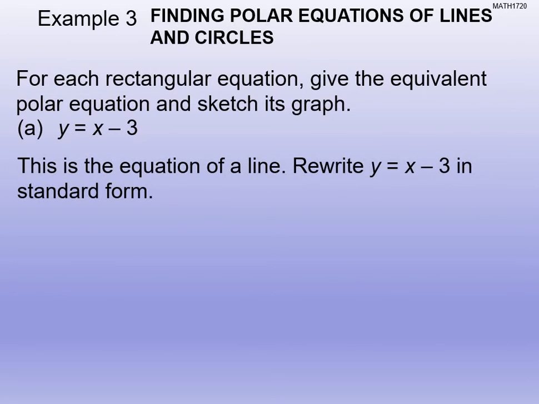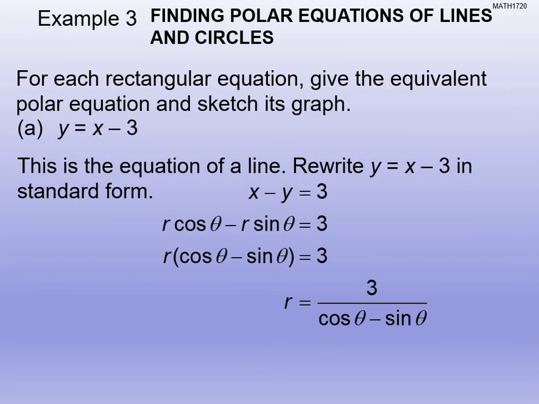So when we rewrite this, we're going to write it as x minus y equals 3 because that puts it in the ax plus by equals c form that we're looking for. We replace x with r cosine theta and y with r sine of theta, and we factor out r to get the magnitude, and r is going to be 3 divided by cosine of theta minus sine of theta. So essentially we just found the polar equation that matches the linear equation y equals x minus 3.